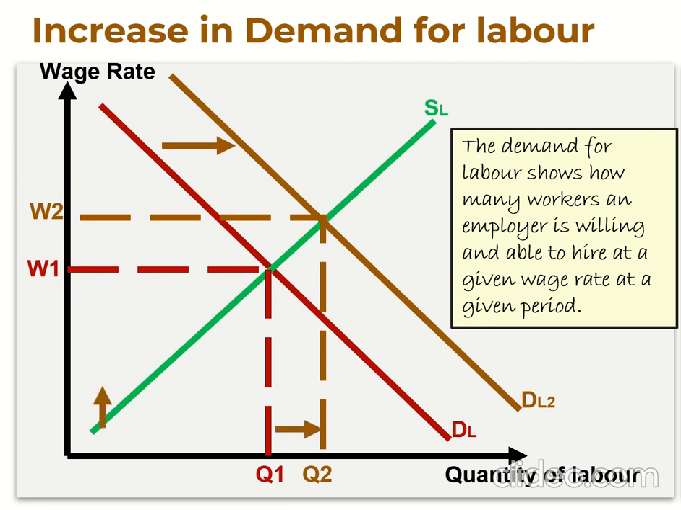As a result, this causes the wage rate to increase and the quantity of labor to increase. So the wage rate increases from W1 to W2 and the quantity of labor increases from Q1 to Q2.